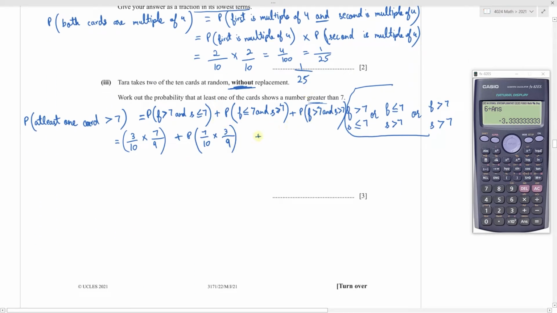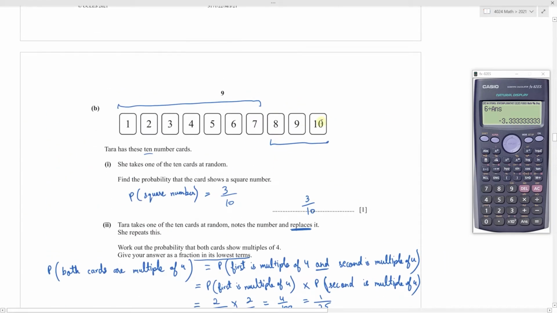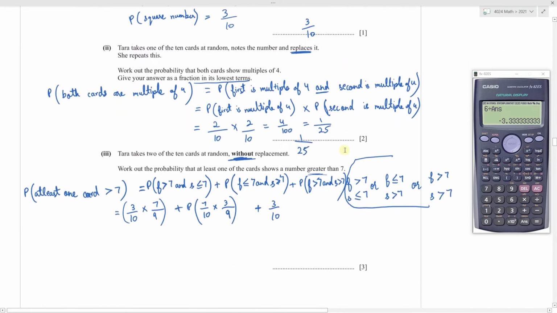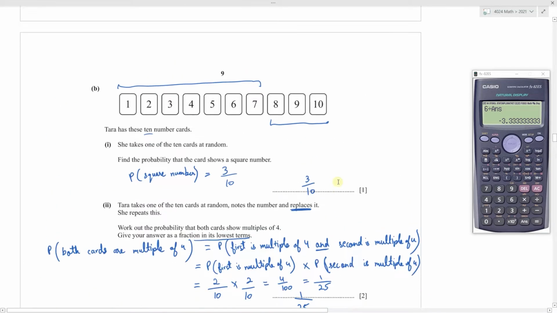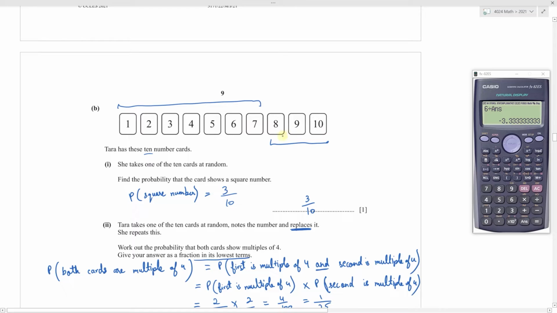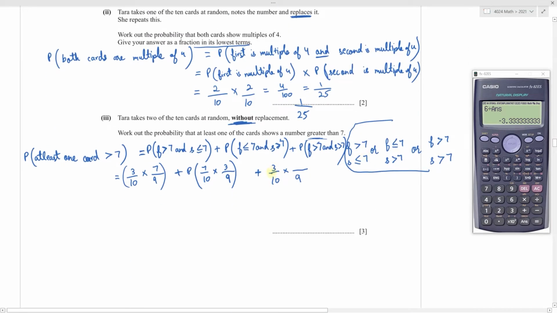And now let's calculate this last one. Picking the first card, which is greater than 7, is 3 over 10. Because you have 3 that are greater than 7 out of the total 10. Multiplied by, now you're picking the second one. So you have 9 total cards remaining. And how many cards are greater than 7? Initially you had 3, but you picked one of these 3. Doesn't matter which one, but initially you had 3. Now you're left with 2 cards because the first one you picked was also greater than 7. So how many greater than 7 cards remain? 2 out of the total 9.